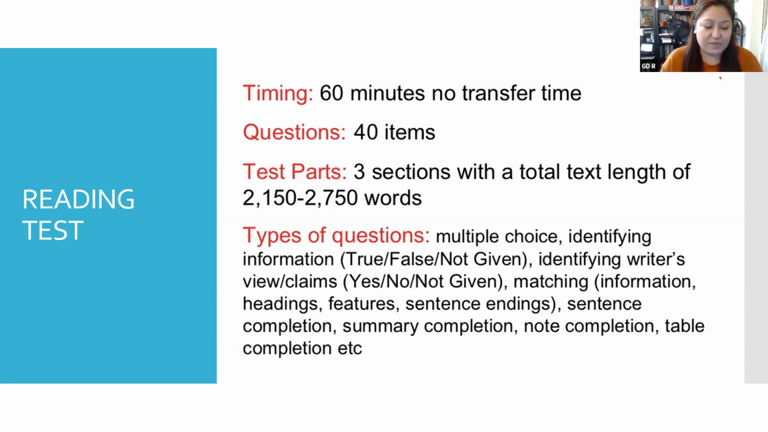So again, it's very important. Grammatically, your answer should be correct, especially when it comes to completion type of questions. Summary completion, note completion, table completion, and other types of questions. But basically, these are the types of questions that you would encounter.